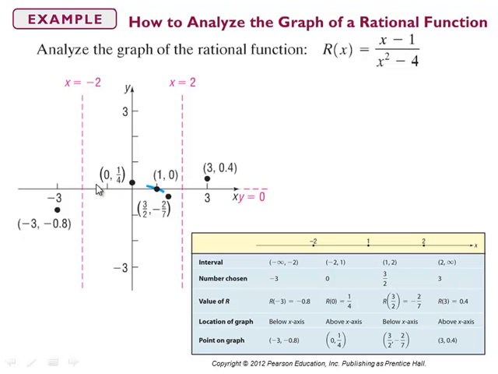Now, on the interval from -2 to 1, look, the graph is above the x-axis here. So I could already tell you that the graph is going to go up to positive infinity as x approaches -2 from the right. Now, as x approaches 2 from the left, because the graph is below the x-axis on the interval from 1 to 2, I could tell you that the graph is going to go to negative infinity as x approaches 2 from the left.